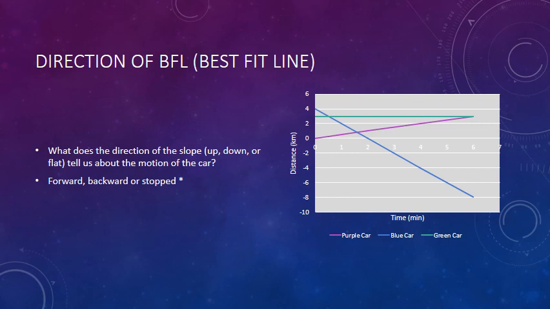The green car is consistently sitting right at a distance of 3 kilometers as time goes on, so that means that this car is stopped. Its position is not changing.